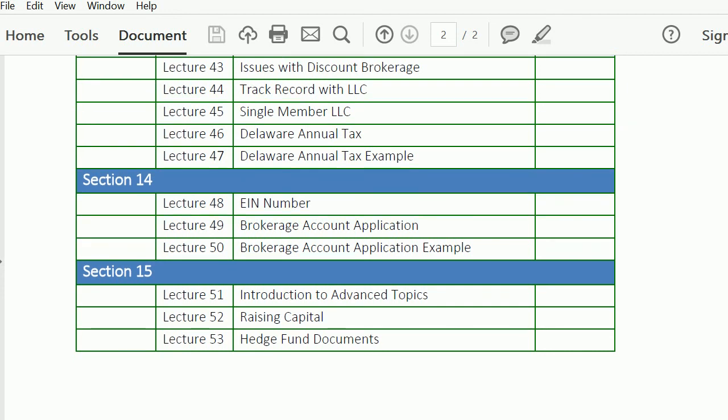Then we'll get into some of the advanced topics once you go from an incubator hedge fund to a full-fledged fund, in terms of how to raise capital, how to actually find investors, and how to find high net worth individuals. We do have some websites that I can share with you on raising capital, and we'll briefly touch on various hedge fund documents when you're going from an incubator hedge fund to a full-fledged fund.